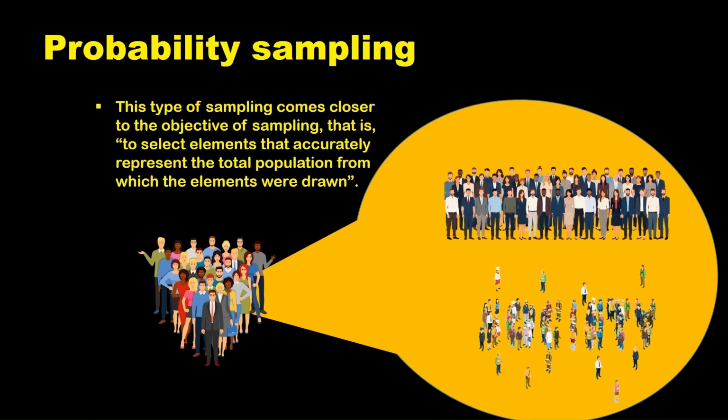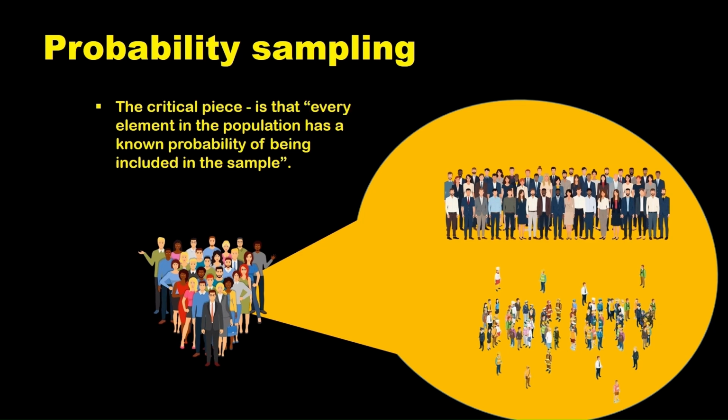Probability sampling. This type of sampling comes closer to the objective of sampling, that is, to select elements that accurately represent the total population from which the elements were drawn. The critical piece is that every element in the population has a known probability of being included in the sample.